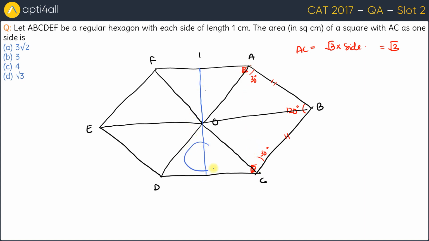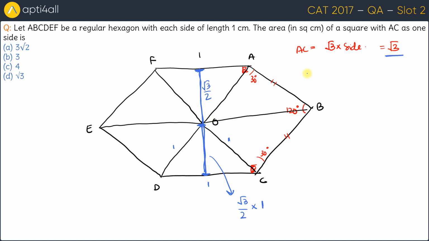Now if you consider this equilateral triangle here, the 3 sides are equal to 1, and this part is the altitude of an equilateral triangle. We know the altitude of an equilateral triangle is √3 by 2 times the side, which is 1. So the length of this part is √3 by 2, and the length of this part is also √3 by 2. So √3 by 2 plus √3 by 2 together is √3. So the length of this whole side is √3, right?